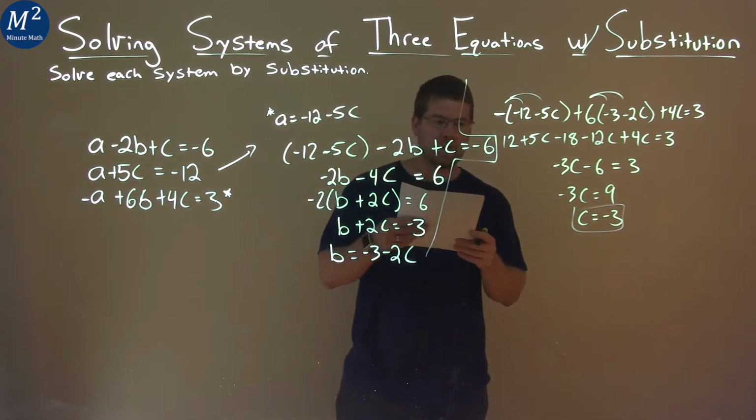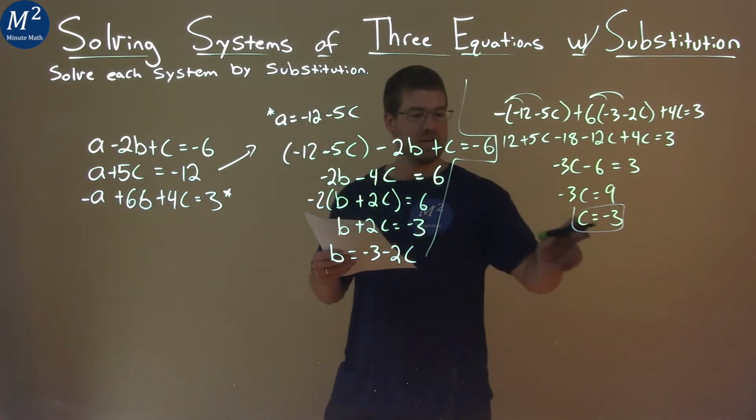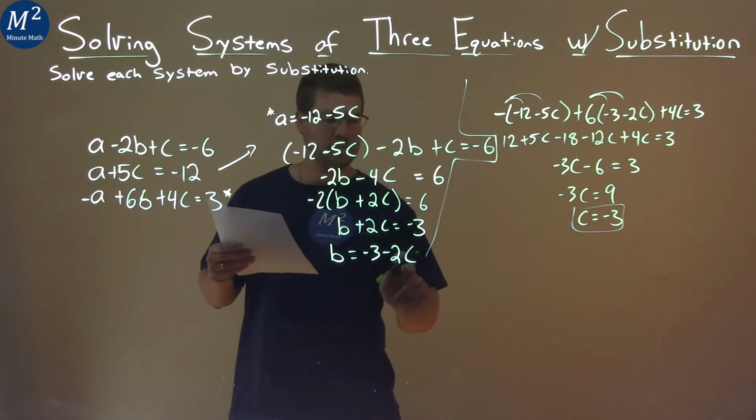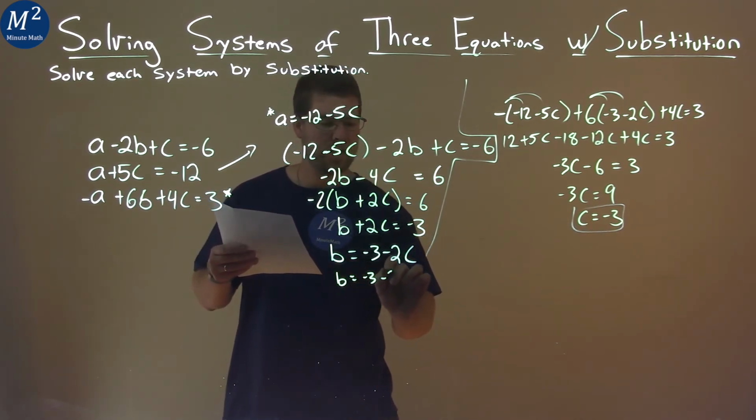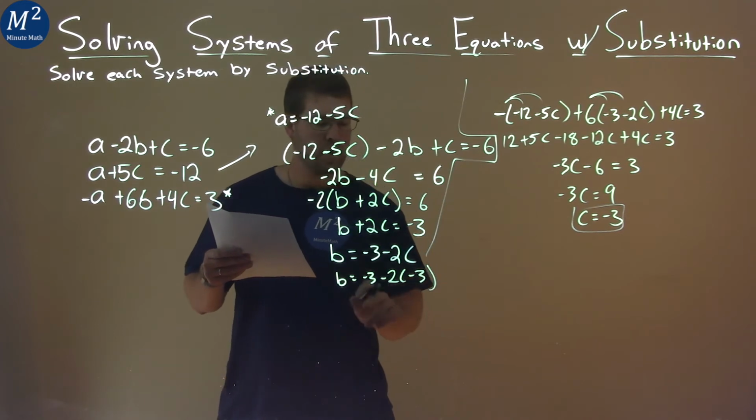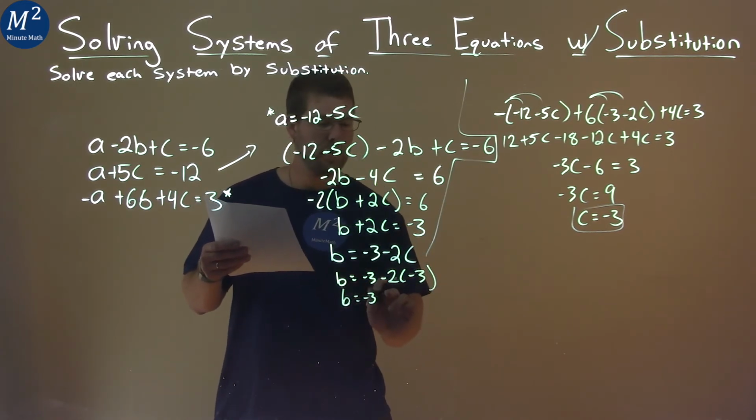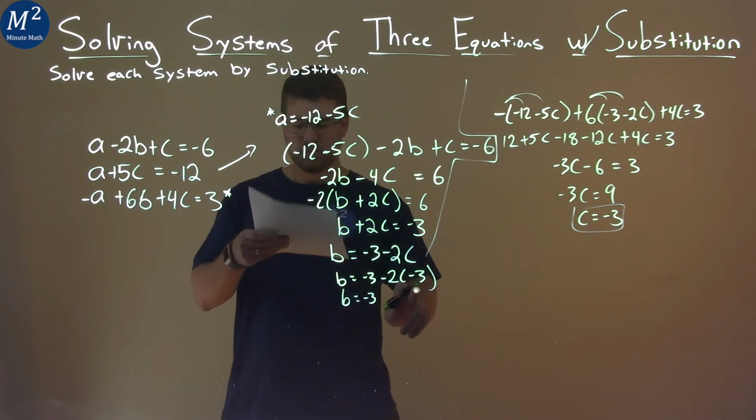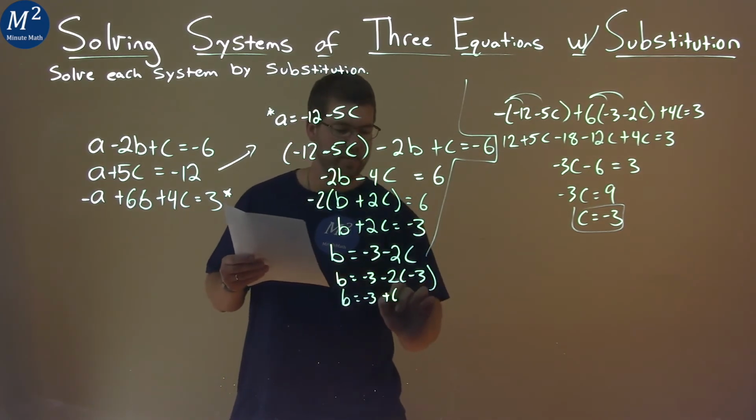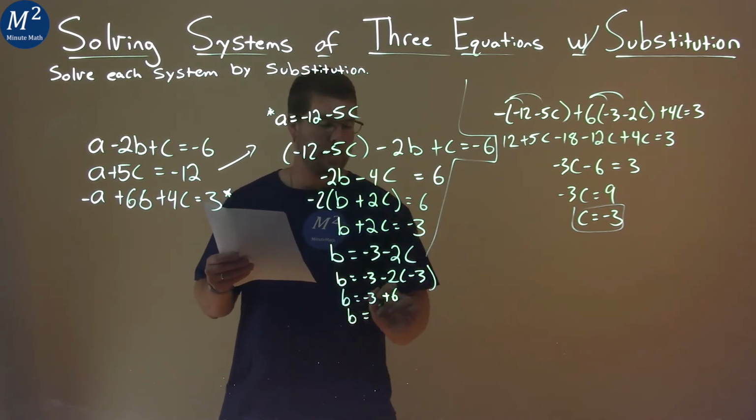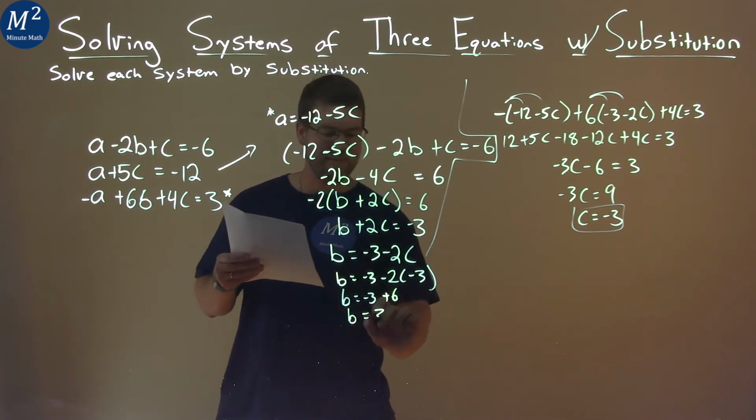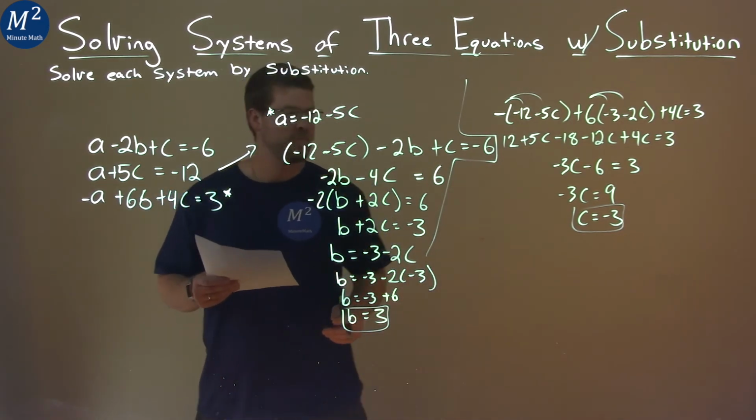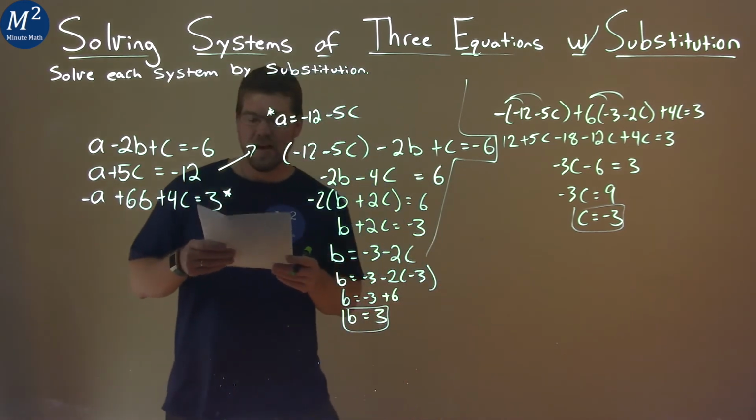So we now have our c value. We use this now to find the other ones. So let's find our b value, putting negative 3 in for c. So b equals negative 3 minus 2 times negative 3. Simplify that. Negative 2 times negative 3 is a positive 6. And negative 3 plus 6 is a positive 3. So we have positive 3 right there.